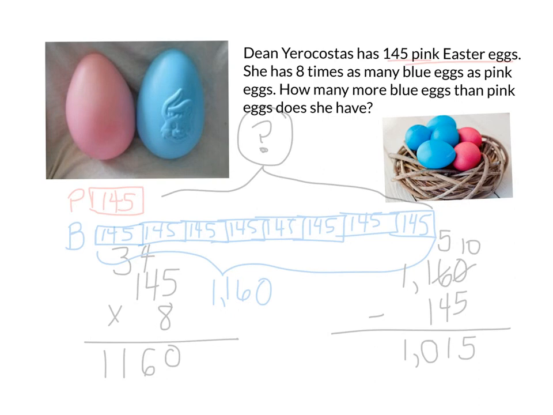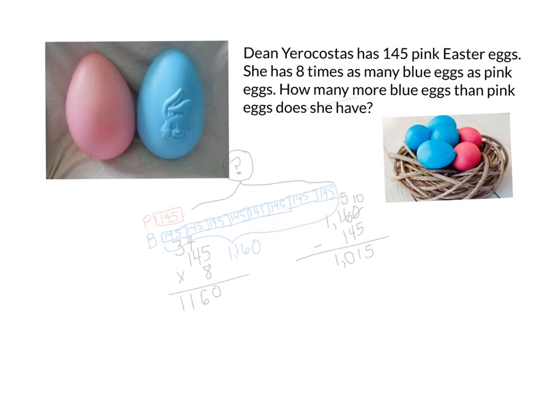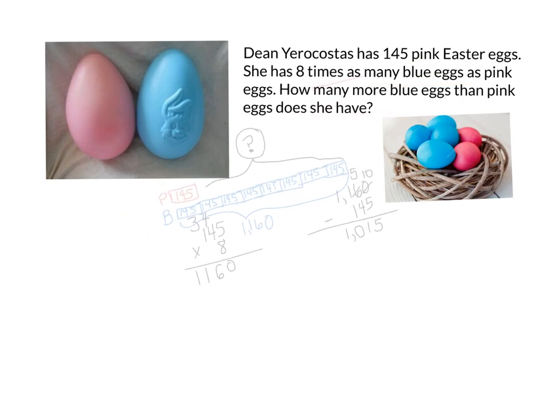So we have 1,015 is the difference. So I need to answer that. Could you help me answer it in a sentence? I sure could. What should our sentence be? Dean Costas has 1,015 more blue eggs than pink.